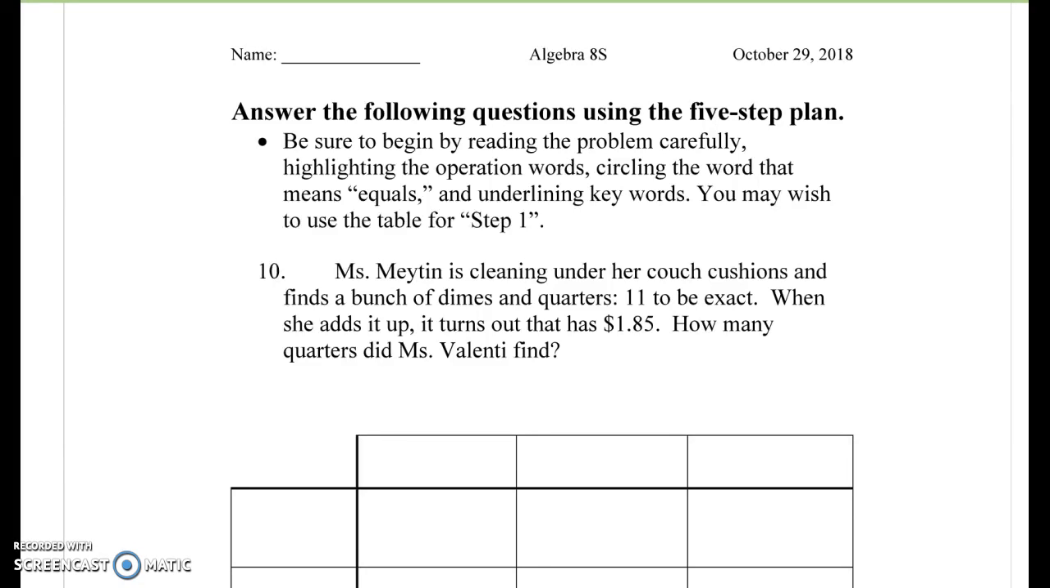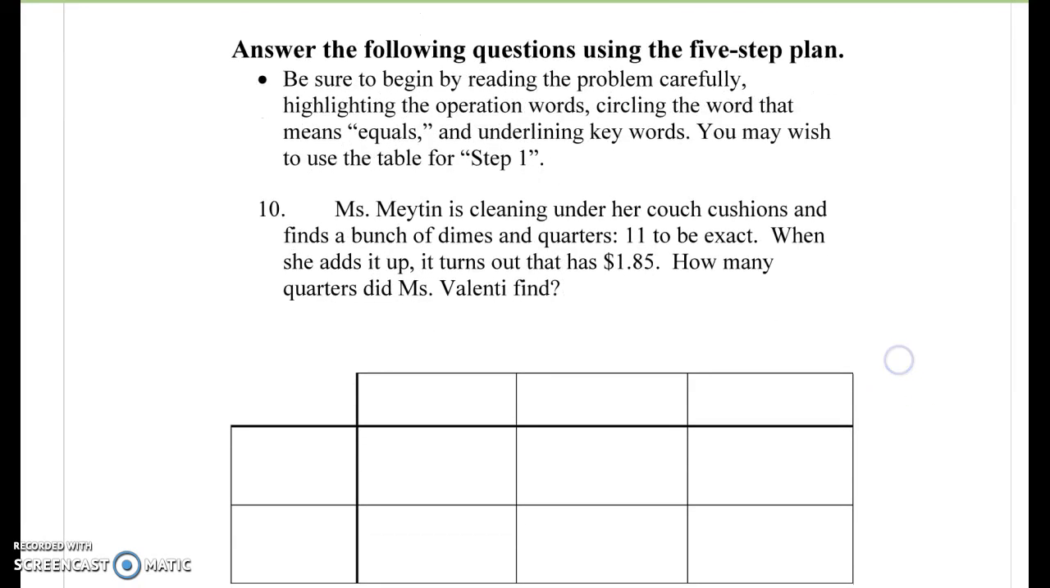Okay, so I got a question asking for help with problems 10 and 11 on the review packet. So I'm sending out this video for anyone who wants help. We're going to begin by reading the problem carefully. We're going to highlight operation words, circle the word that means equals, and underline key words.